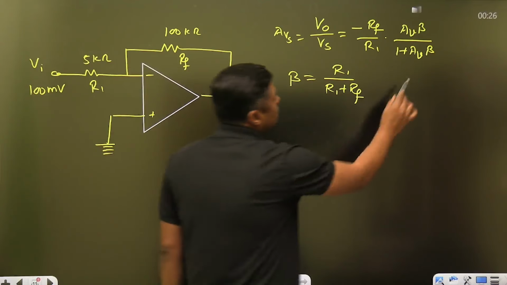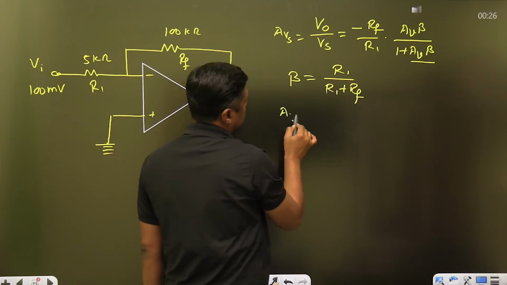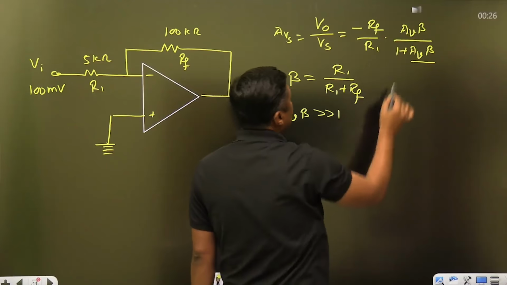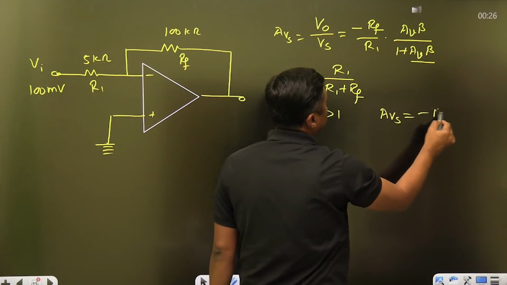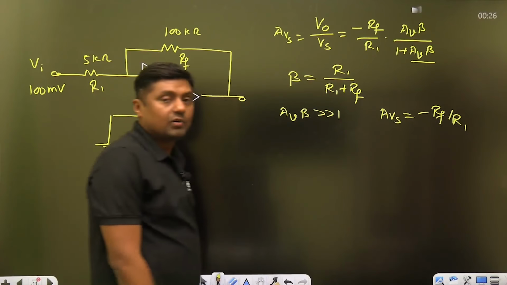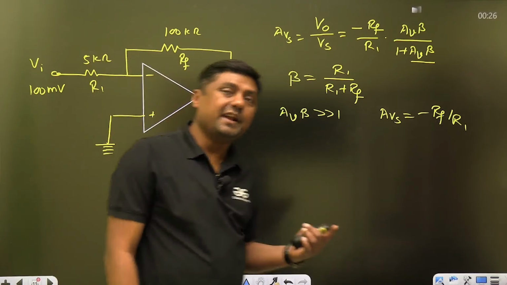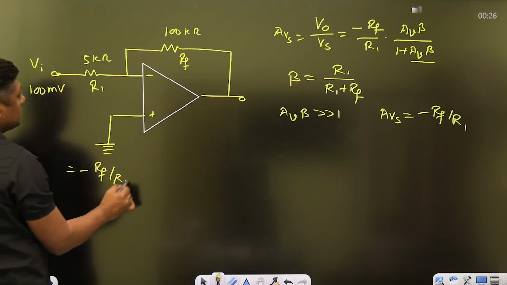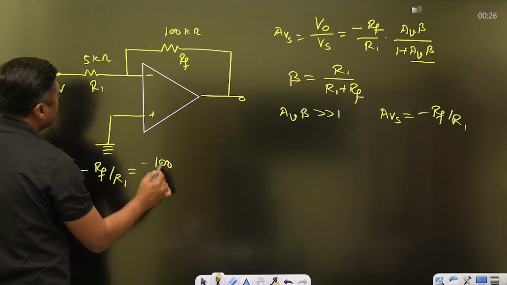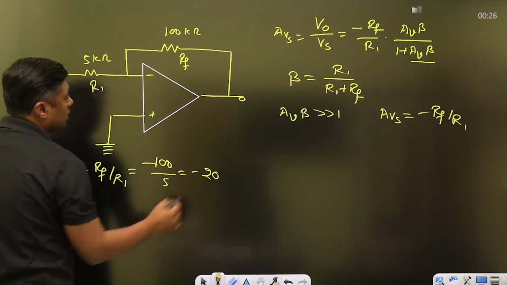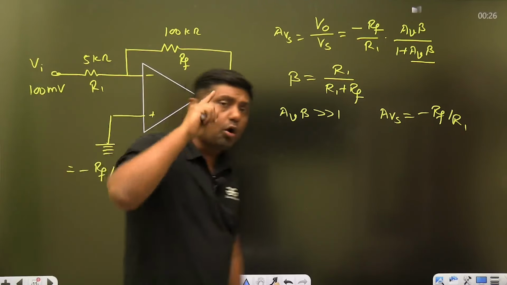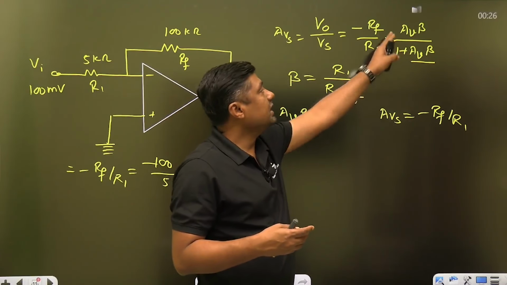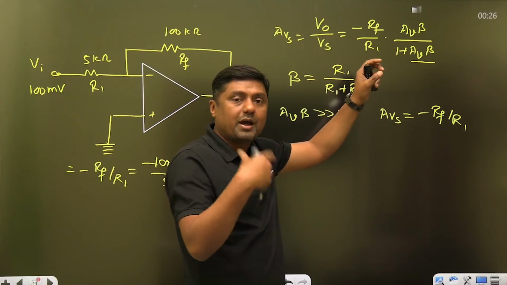If suppose this AV beta is very much greater than 1, meaning it is an ideal operational amplifier, then you can neglect 1. This cancels out, and the approximate gain is minus RF by R1. That is called the ideal gain under an ideal operational amplifier. So first of all, always calculate the ideal gain, minus RF by R1. That is 100 by 5, so the answer is minus 20. Now, my dear friend, remember, the actual answer will always be less than that. Why? Because it is an overestimated value. Always remember, we are neglecting 1, and that's why we are reducing the denominator. So the magnitude will be high.